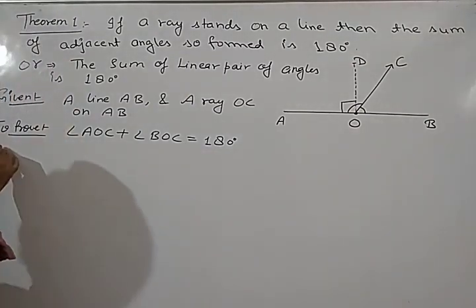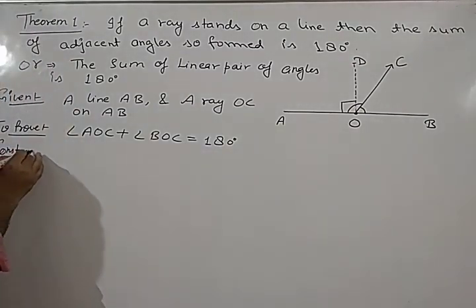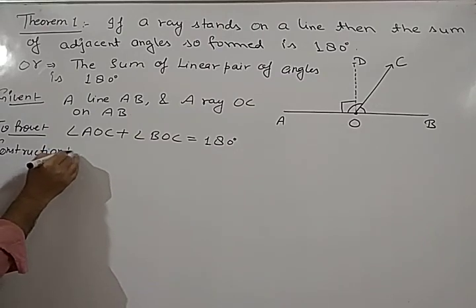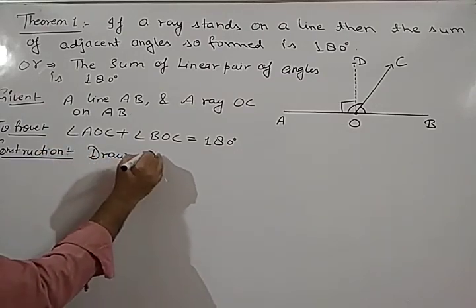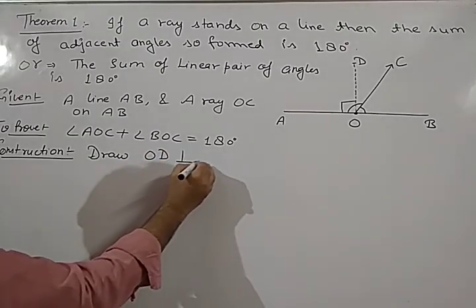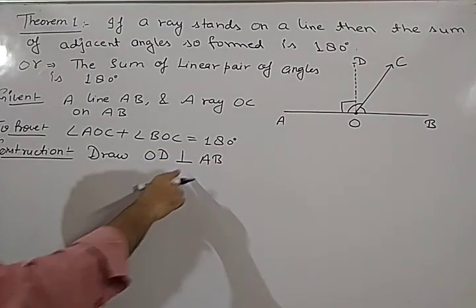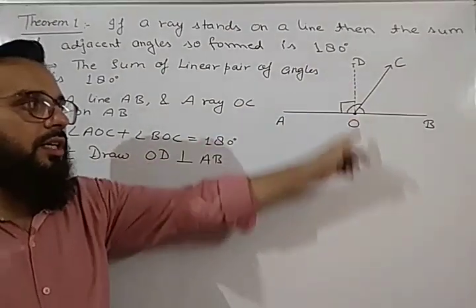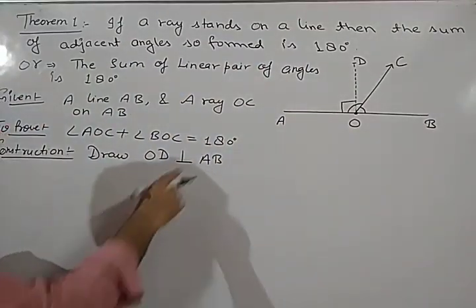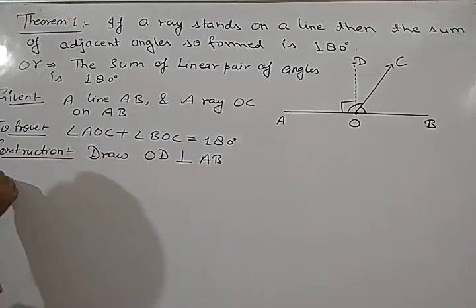So what is construction? Write it here. Construction: draw OD perpendicular to AB. This is the symbol of perpendicular. We will use this symbol for perpendicular. So draw OD perpendicular to AB. We have drawn this. Now we are coming to the proof. How will we prove it? So let us start with the proving.